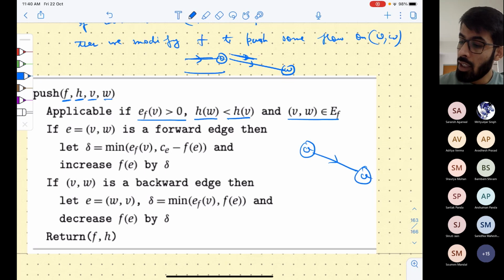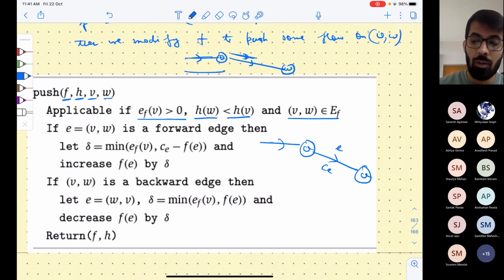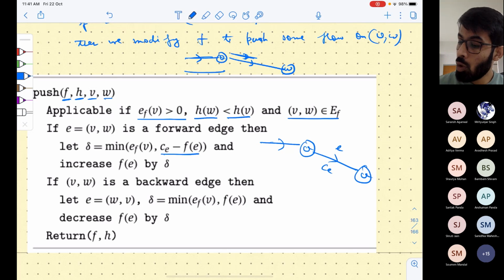Okay, so if this is a forward edge, then this is E, right? Then we look at which of the quantities we will hit the ceiling on first. Maybe E has capacity C, but even if the capacity is more, we should not be pushing so much that the capacity gets violated. We don't want to violate the capacity constraint, right? So we want to remain below the capacity, so CE minus FE should be there. We should not be pushing more than this. Also, we should not be pushing more than the excess.